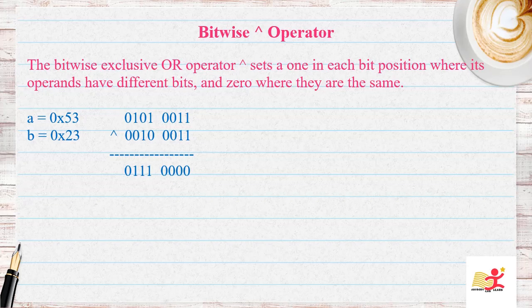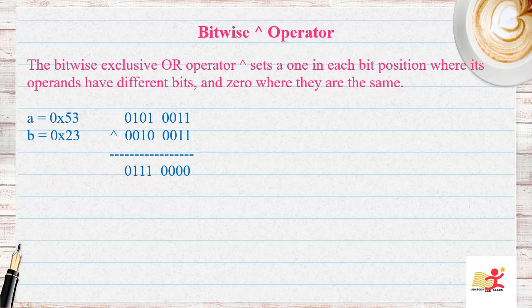Bitwise exclusive OR operator. It sets a 1 in each bit position where its operands have different bits and 0 where they are the same. Suppose we have A as 0x53 and B as 0x23. A is denoted in binary as 01010011 and B is denoted as 00100011. As per the XOR operation, when the bits are different, the result is 1, and when the bits are the same, the result is 0.